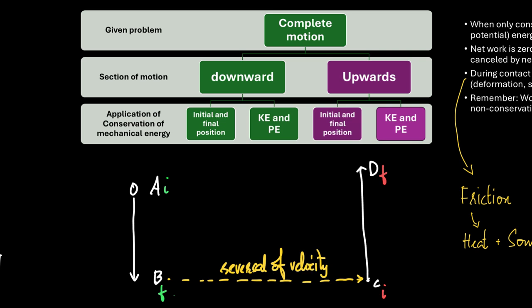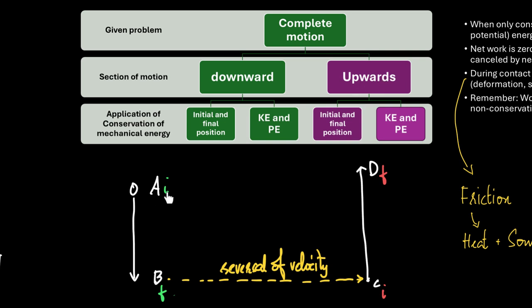So like we did in the work energy theorem, we'll divide the complete motion into downward motion and upward motion. In the downward motion, we'll apply conservation of mechanical energy from the initial to the final position and then find the corresponding kinetic energy and potential energy, which was work done and displacement, force and displacement, in the work energy theorem. Okay. Likewise, in upward motion.